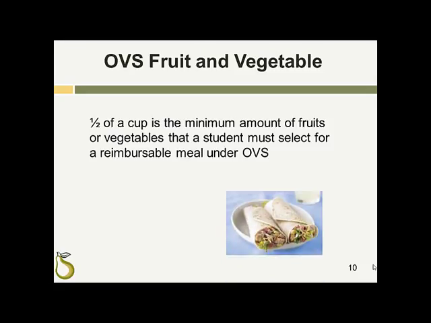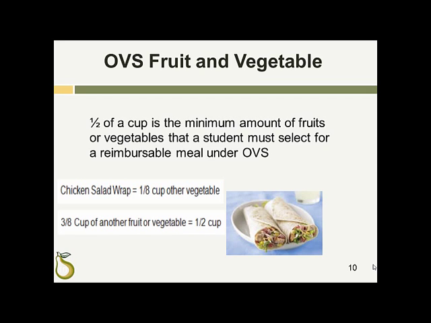Example: a chicken salad wrap recipe contains 1/8 of a cup of diced celery per serving. The celery can count as 1/8 of a cup of other vegetables. However, if the student selected the wrap, they would also need to have 3/8 of a cup of another fruit or vegetable to equal the 1/2 cup of required fruit or vegetable for a reimbursable meal.